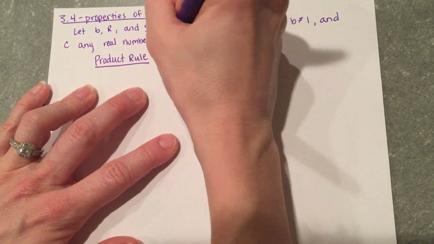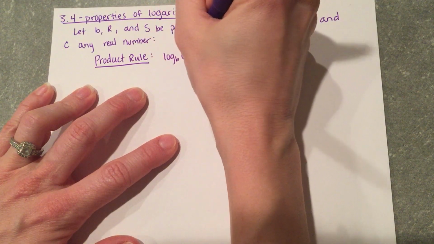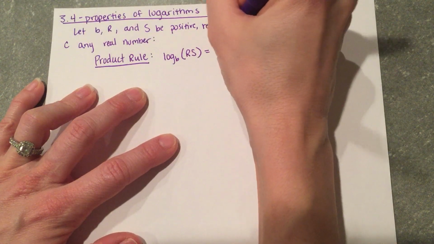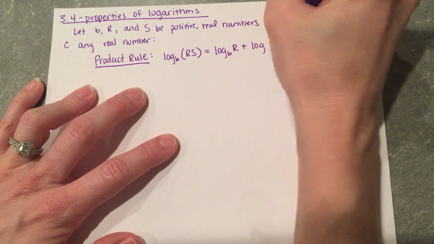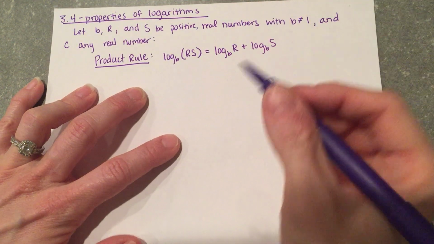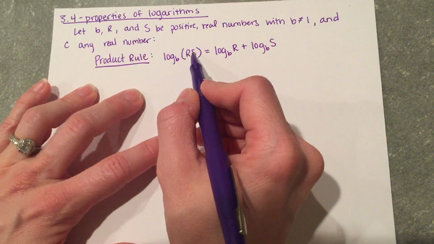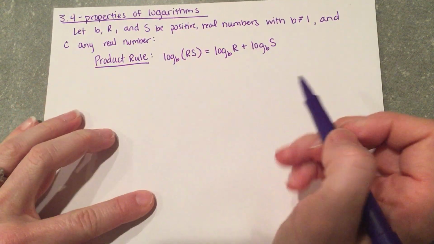So the product rule says that if you have the log base B of R times S, so the product of two numbers, that's actually equal to log base B of R plus log base B of S. So in one log, they're multiplied together, or you can split that up to two logs and have them added.